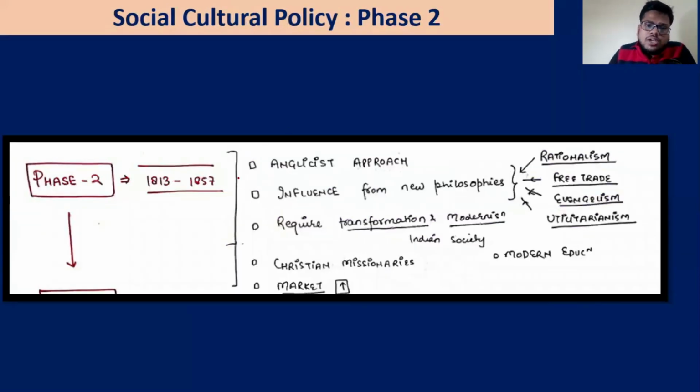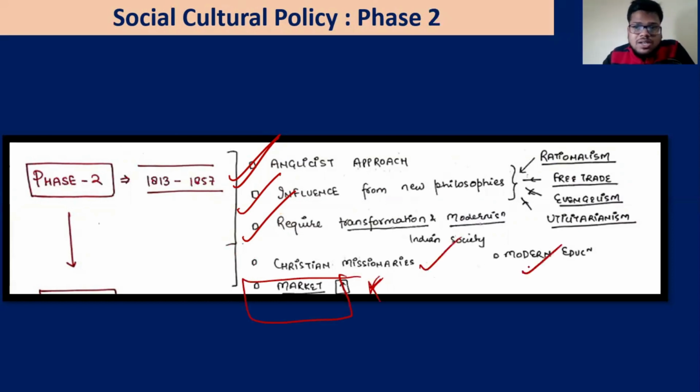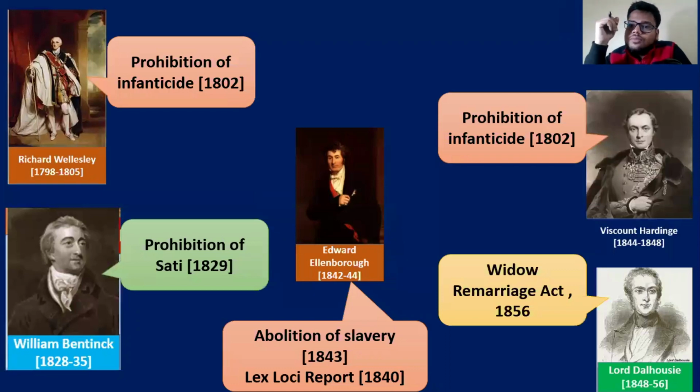In phase 2, it was an Anglicist approach, influence of the new philosophy with rationalism, free trade, evangelism, utilitarianism, liberalism, required transformation and modernization of the society so as to increase the market penetration. We have discussed that. So English machinery and modern education needs to be taught. In that regard, for example, 1 lakh rupees, then your Macaulay's minute, then your Wood's Despatch, and all these things have come. In the second phase, you can see all these things are being done.